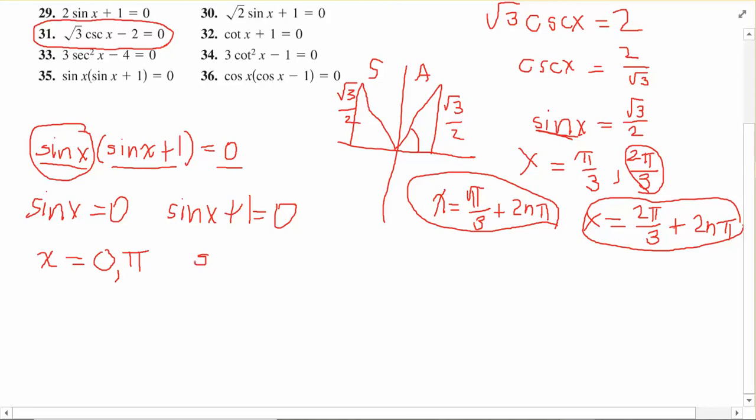Now this one I'm going to solve by subtracting that 1 over. I get sine of x is equal to -1. I've got to think about when that happens. Well, that only happens when x is upside down, so that would be in between quadrants 3 and 4. So I believe it would be 3 pi over 2. And there's our 3 solutions.